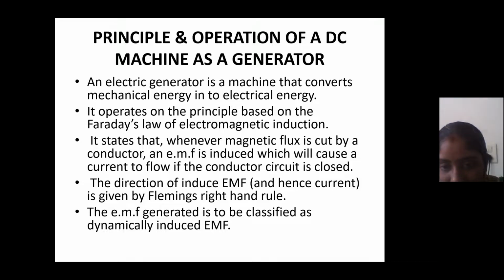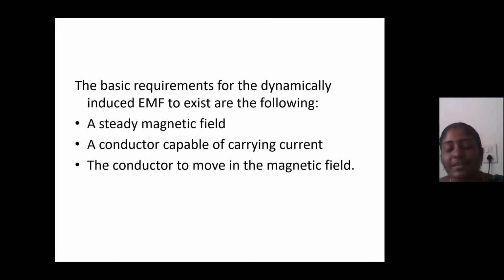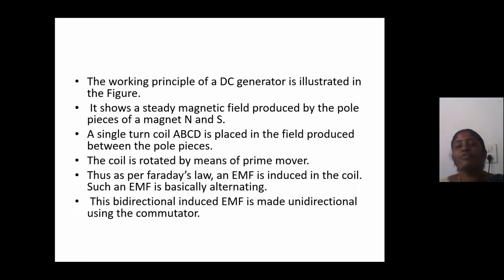The EMF generated is classified as dynamic and static. The basic requirements for dynamically induced EMF to exist are a steady magnetic field, a conductor capable of carrying current, and the conductor moving in the magnetic field. So these are the basic requirements needed for the dynamically induced EMF. The working principle of a DC machine which acts as a generator is explained with the help of a diagram. So this is the diagram.